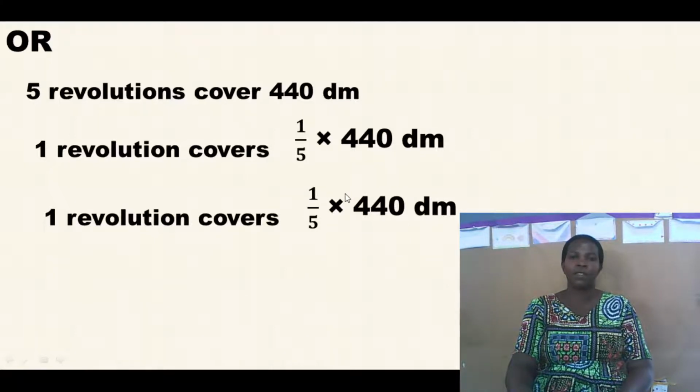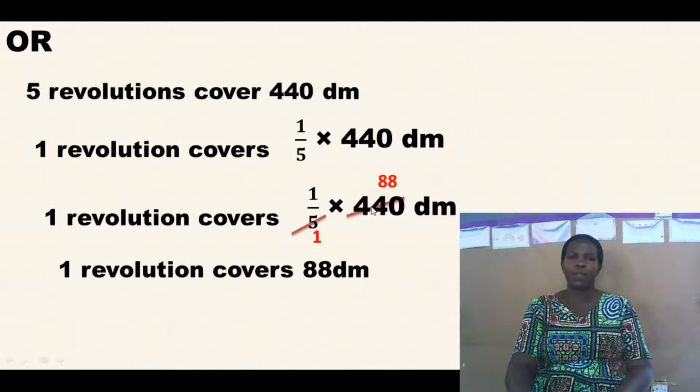And at this stage, we shall carry out the cancelling. So at this stage, my dear learners, we shall divide 5 divided by 5, which will give us a 1. Then we shall also divide 440, giving us 88. So what does it mean? That one revolution covers 88 decimeters.